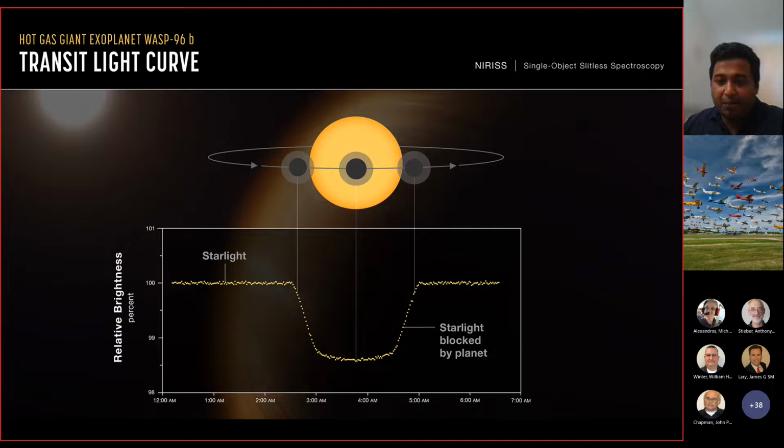So if you see the WASP 96b, it's one of more than 5,000 exoplanets that are present in the Milky Way. We've located this one around 1150 light years away in the southern sky constellation Phoenix. It's more likely a gas giant, and it has no direct analog in our solar system.